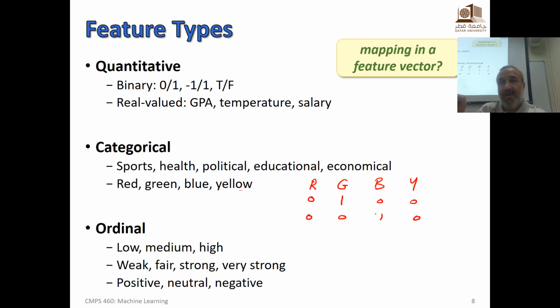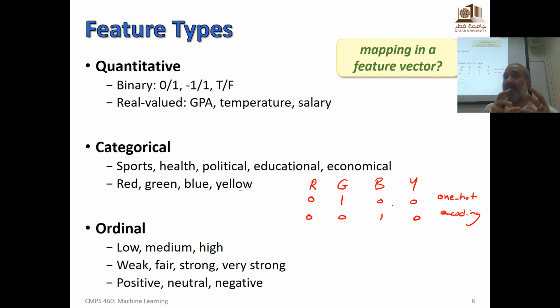So every example will have four features, and only one of them is 1 and the rest are zeros. This is called one-hot encoding. One-hot because there is only one. All of them are zeros except one, which represents the actual value of the feature. So this is called one-hot encoding. But now every column here is a feature.